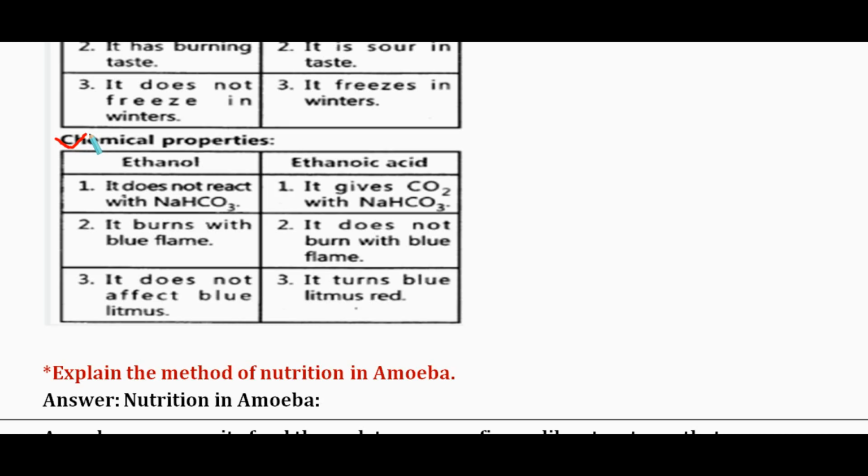Now, see the chemical properties of ethanol and ethanoic acid. Ethanol does not react with sodium bicarbonate, that is NaHCO3. Ethanoic acid gives CO2 with NaHCO3. Ethanol burns with blue flame. Ethanoic acid does not burn with blue flame. Ethanol does not affect blue litmus. Ethanoic acid turns blue litmus to red.